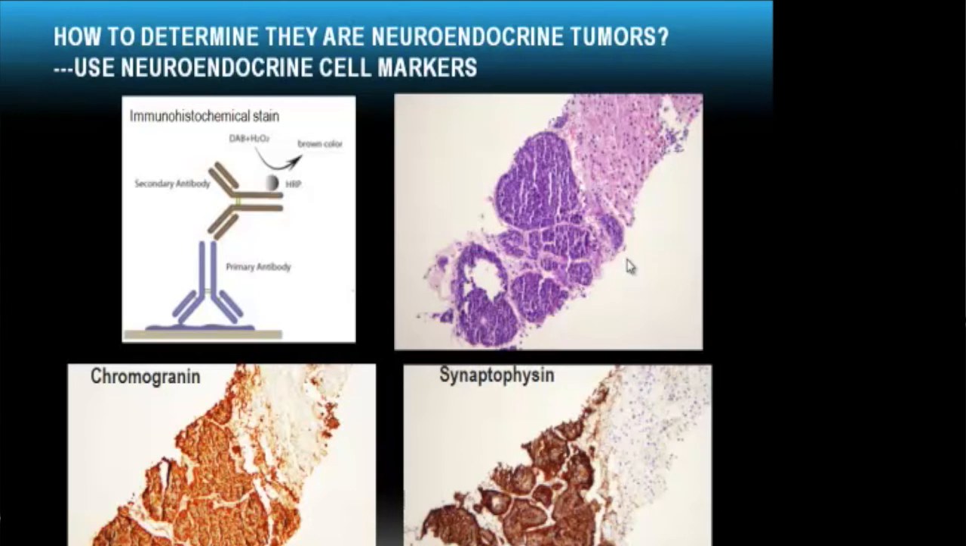So you can see this is the background liver, normal liver, and this part is tumor. The background liver is negative for these two molecules, but the tumor is positive. Therefore, we confirm it is a neuroendocrine tumor.